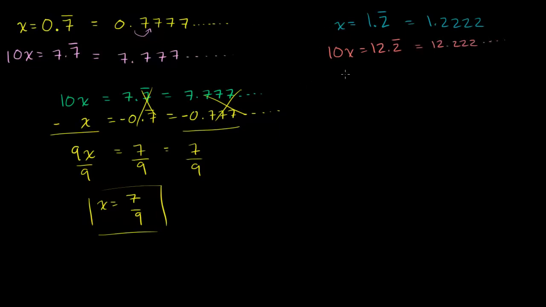And you don't have to rewrite it, but I'll rewrite it here just so we don't get confused. So we have x is equal to 1.2 repeating. And so if we subtract x from 10x, what do we get? On the left-hand side, 10x minus x is 9x. And this is going to be equal to, well, the 2 repeating parts cancel out. 2 repeating minus 2 repeating, that's just a bunch of zeros. So it's 12 minus 1, which is 11. And you have 9x is equal to 11. Divide both sides by 9. You get x is equal to 11/9.